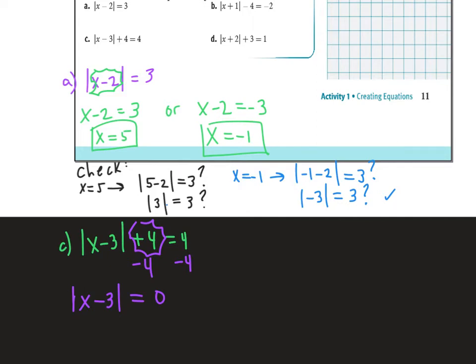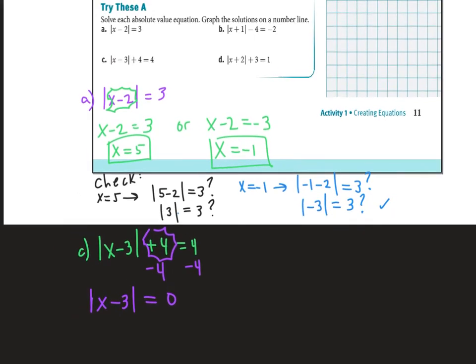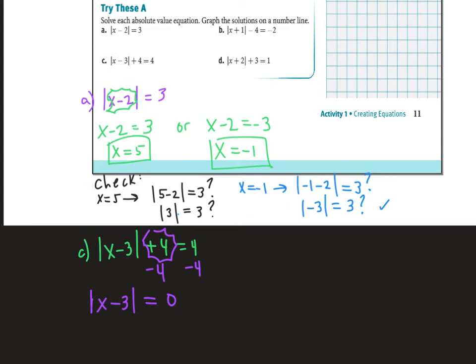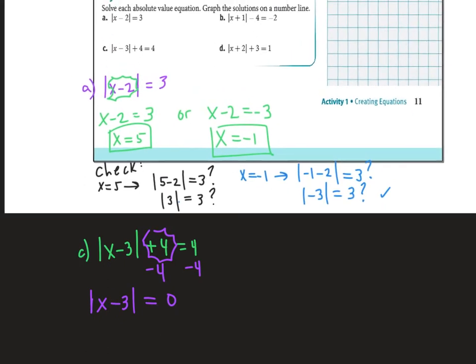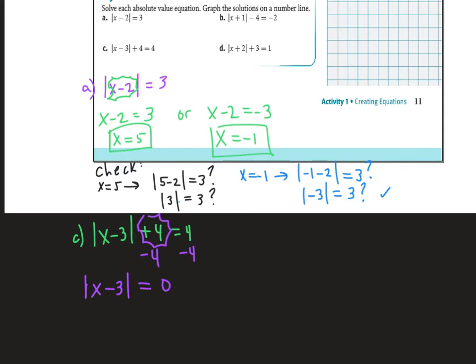Okay, 0 a lot of times is a special situation, right? So when we get a 0 there, let me move that up a little bit. When we split this up now, it's always whatever's inside the absolute value bars equals the right side of the equation, or the x minus 3 equals the opposite of it. Well, the opposite of 0 is still 0, right? So in this case, we only get one solution.